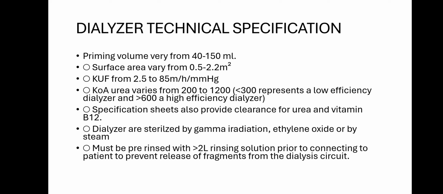Then the specification sheets also provide the clearance for urea and vitamin B12. The dialyzers are sterilized by gamma radiation, ethylene oxide or steam. They must be pre-rinsed with 2 liters of rinsing solution prior to connecting the patient, to prevent the release of fragments into the dialysis circuit.